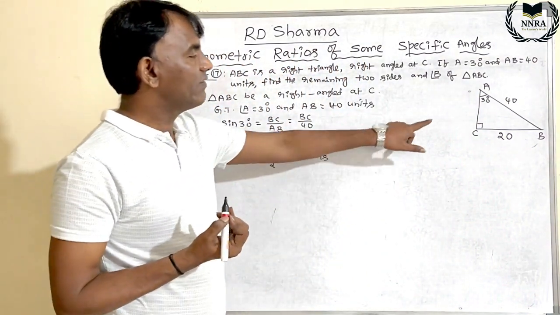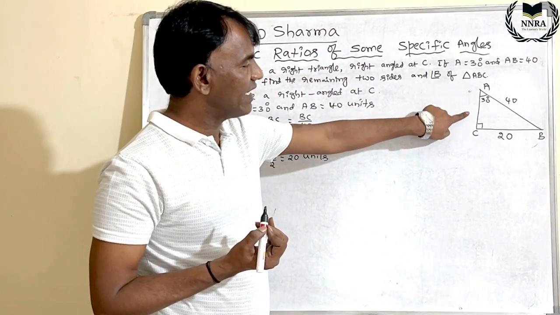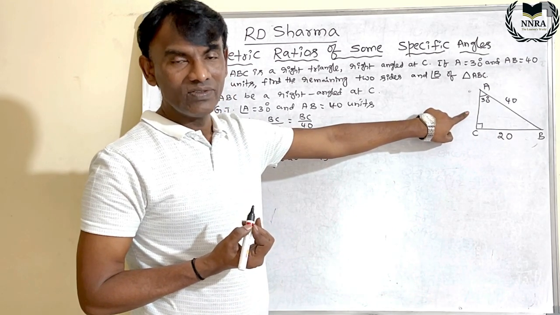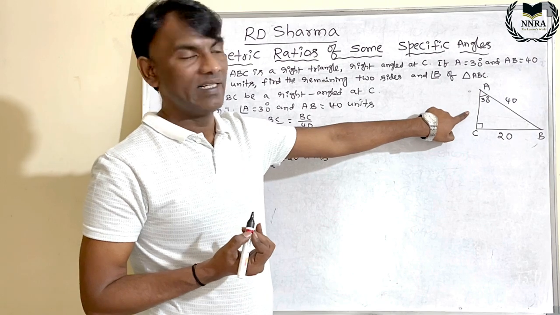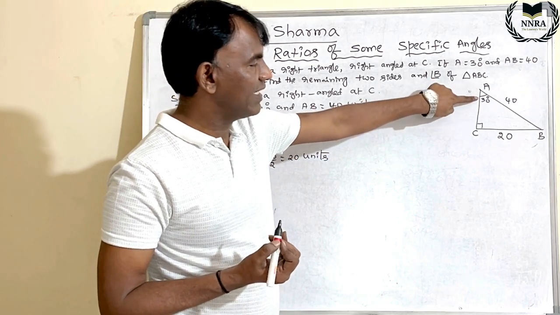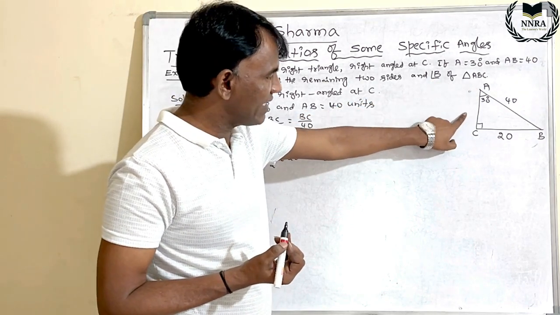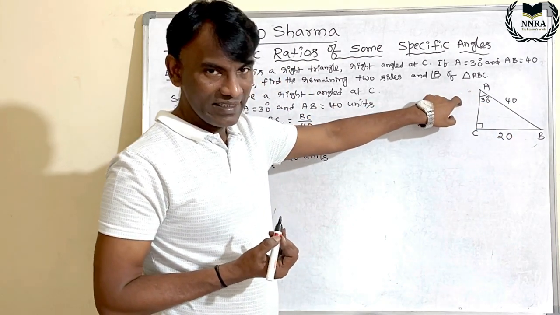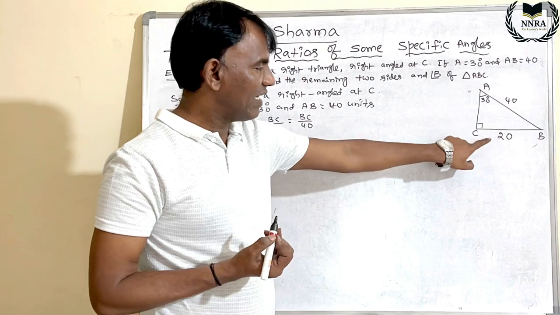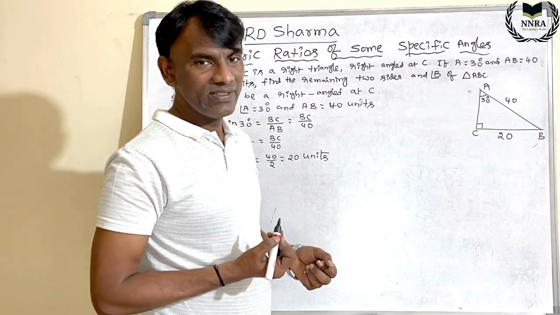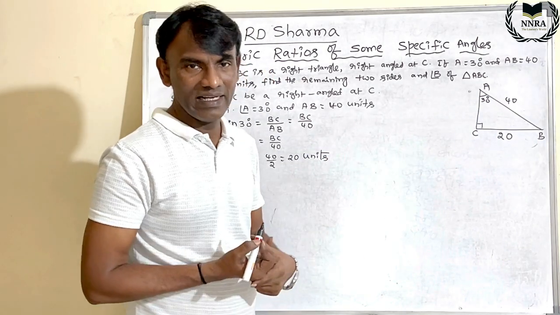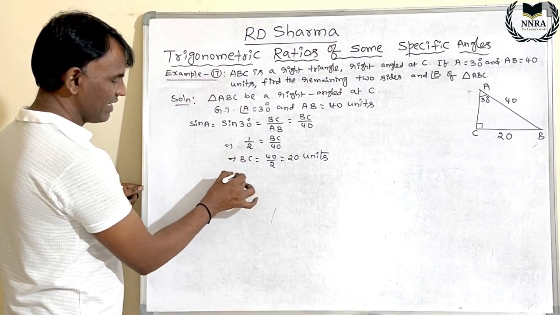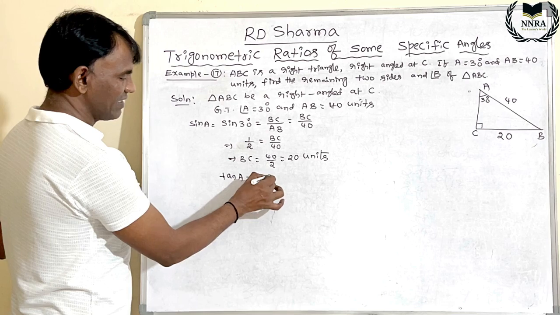And we want this one. What is that? AC. But how to find AC? There are two ways. One is, if you take cos 30, that is adjacent side divided by hypotenuse. Otherwise, if you take tan 30, that is opposite side divided by adjacent side. You can use either cos or tan. But I am taking tan A, tan 30.